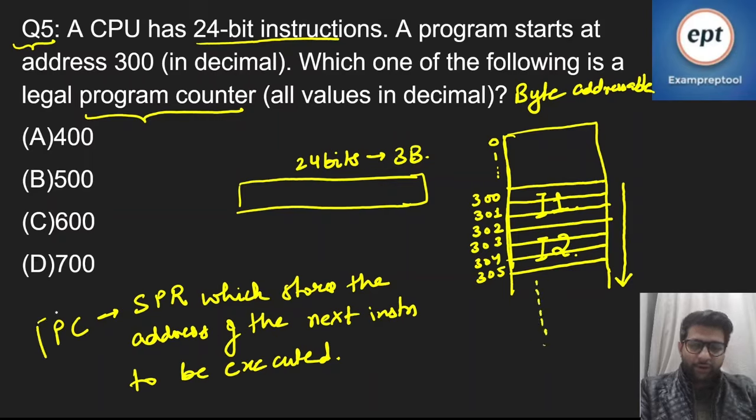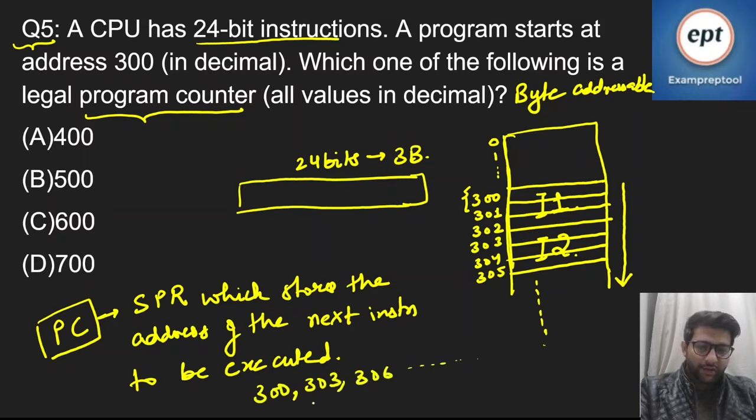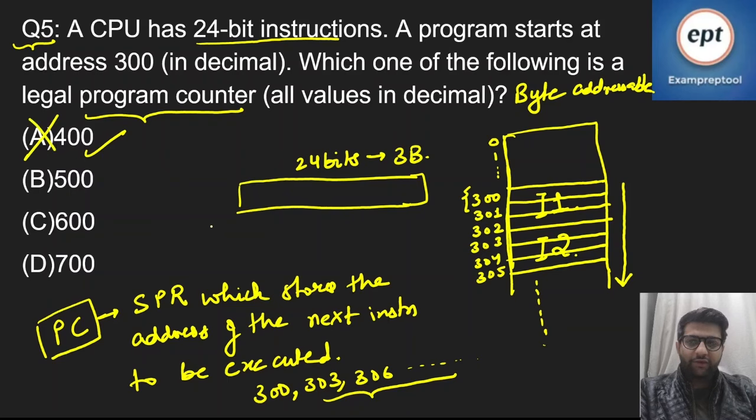Now the program counter will store the starting address of the instruction because that is the address from where the instruction will be fetched. So this means that the value of the program counter can be 300 or 303 or 306 and so on. So that means it should be a multiple of 3 starting from 300, right? So can 400 be a legal program counter value? No, because this is not a multiple of 3. So this is not an answer.